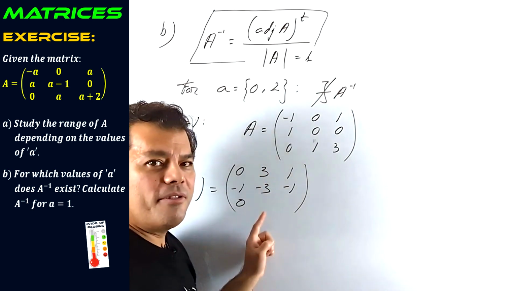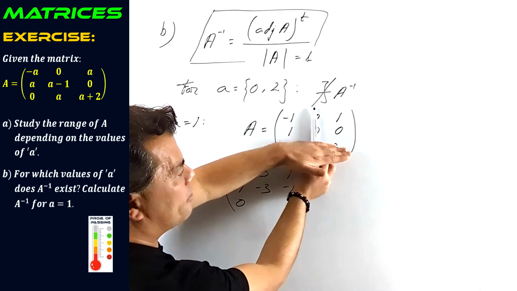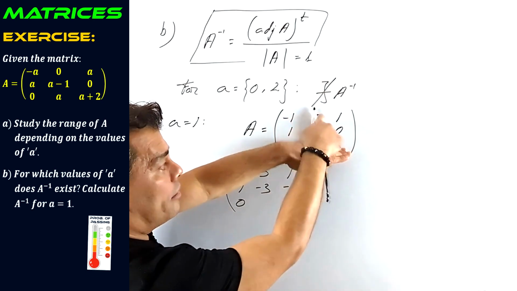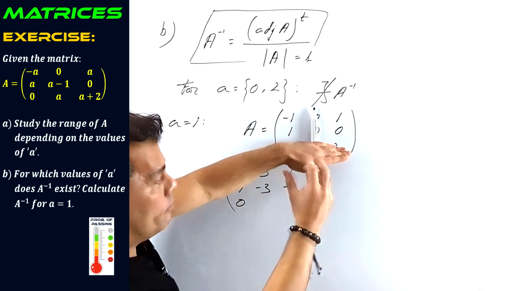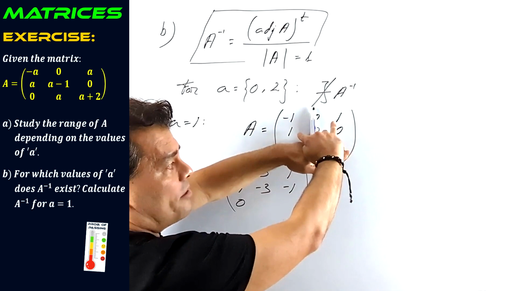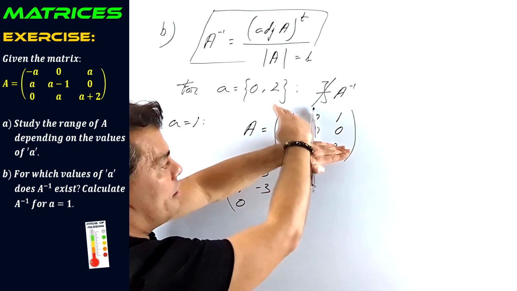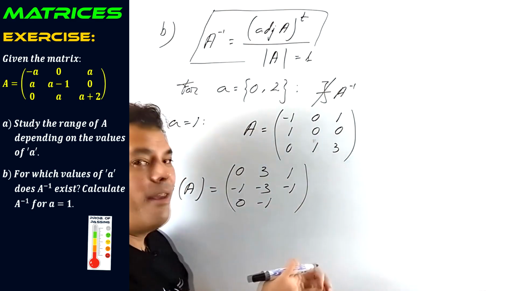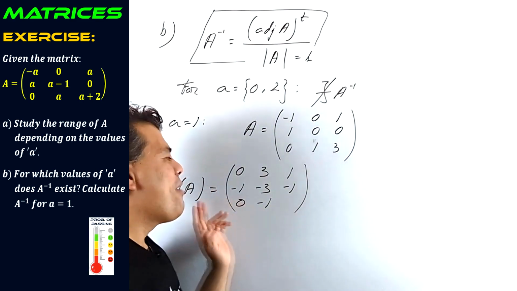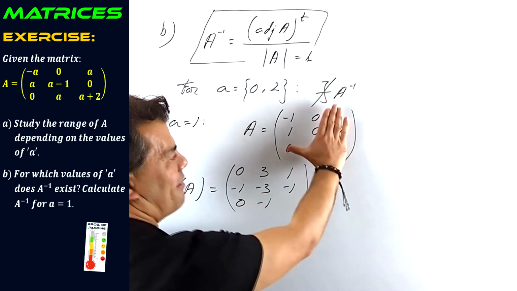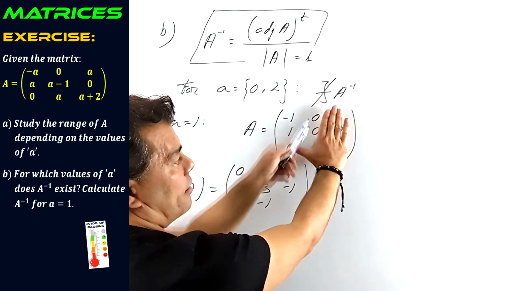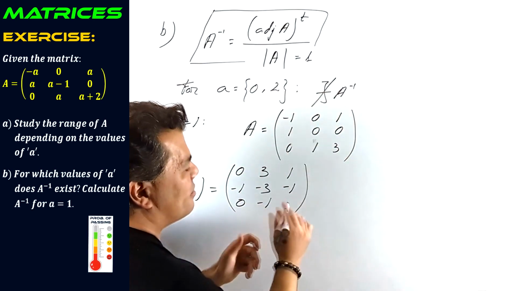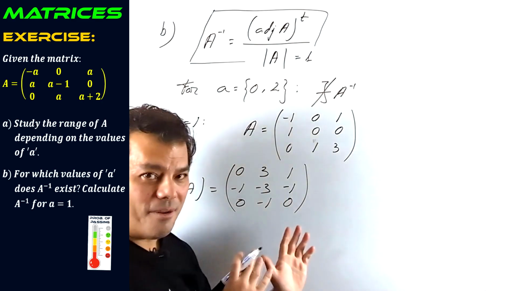Row 3, column 2. Negative 1 times 0 is 0, minus 1 times 1 is 1. 0 minus 1 is negative 1. And finally, row 3, column 3. Can you see again this column of zeros? So the determinant is 0.